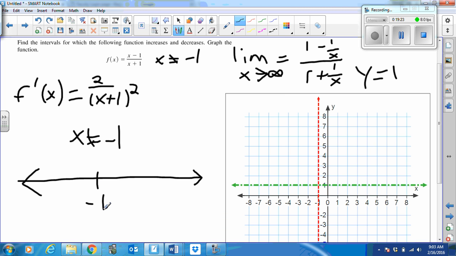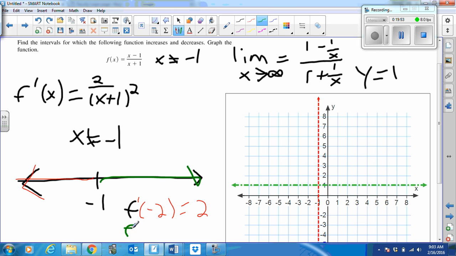We're going to look at where the derivative is in this first region, and I'm going to do that in red. So let's test a point there. We're going to test f prime of negative 2. Negative 2 plus 1 is negative 1. 2 over, we square that, it's positive. So f prime of negative 2 is going to give us 2.